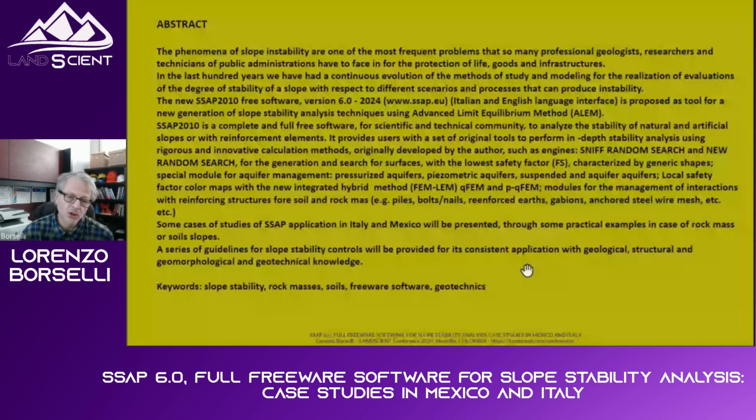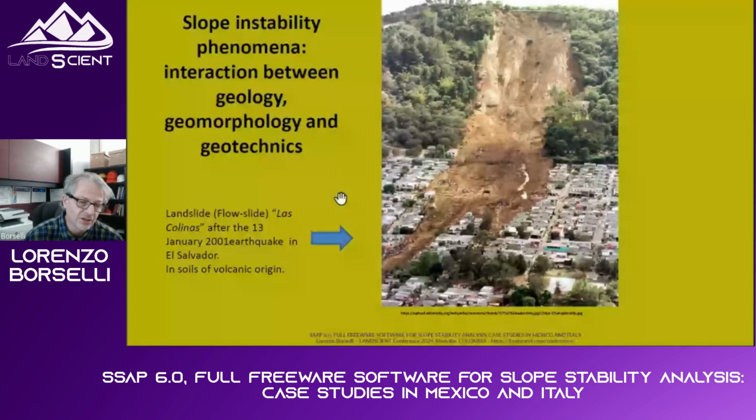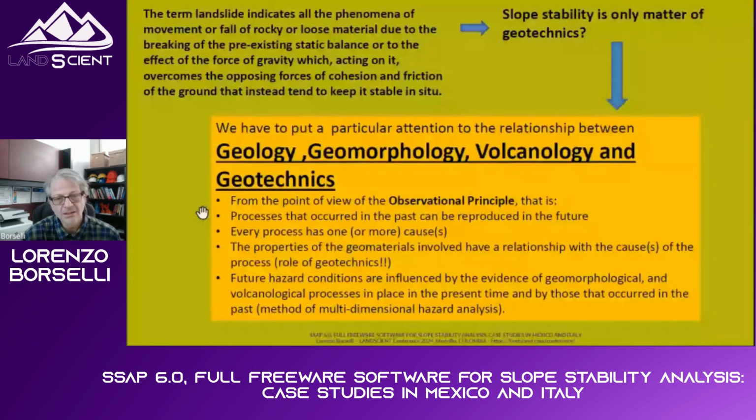Well, slope instability is a deep interaction phenomenon between geology, geomorphology, geotechnics, and in some cases also volcanology. This was one well-known case in El Salvador, the Las Colinas landslide, that produced a lot of victims some years ago. But slope stability analysis is not only a matter of geotechnics, because we have a lot of interactions that are well known, and this is mainly important for other assessments, and we have an extremely complex matter.